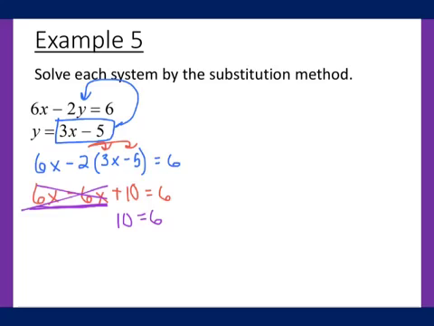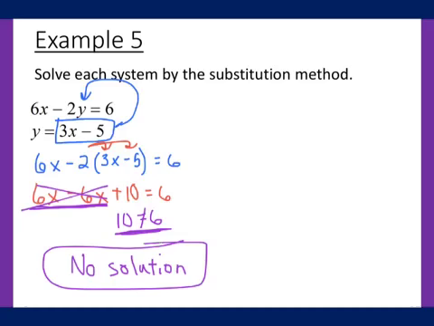Well, what it means is that either it's no solution or infinitely many solutions. And if you can remember this, is this a true statement? Does 10 equal 6? No, it does not. Those are not the same number, and so that means it's no solution. So when you cancel out and the numbers are not equal to each other, it's no solution. There's nothing that would work to get us that.